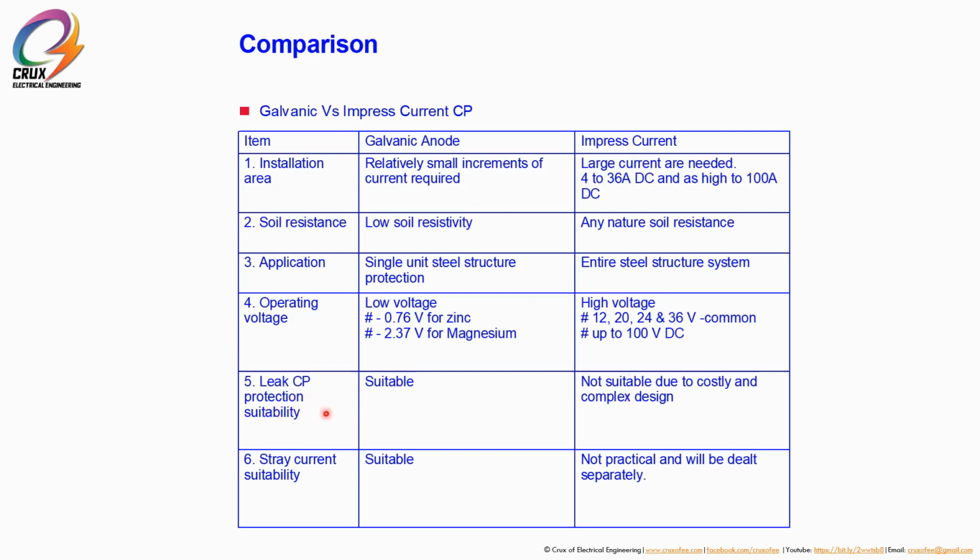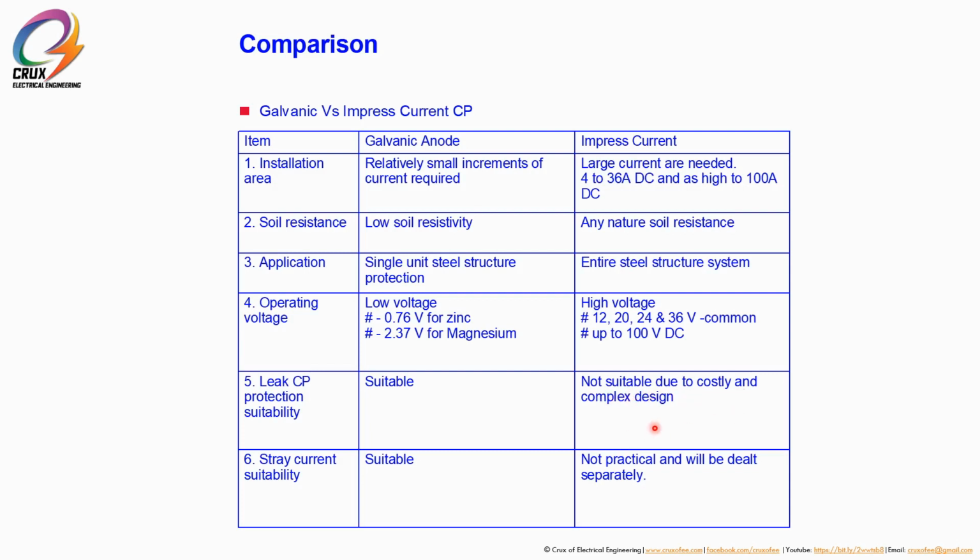So, leak CP protection suitability. This is suitable. What does it mean here by leak CP protection? It means there might be some areas that may not be protected by the CP. So you can install these galvanic anodes specifically for the area. So it will cover to top up that CP leak. But for impressed current, not suitable due to costly.